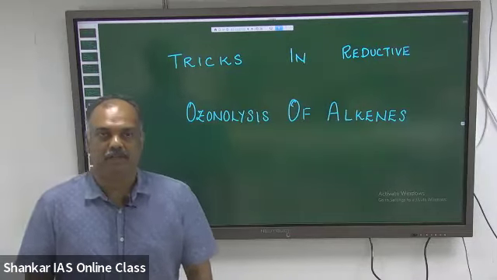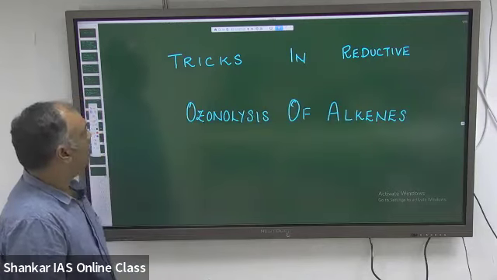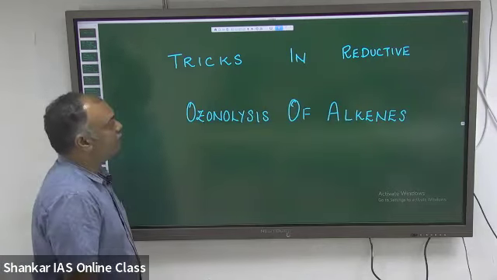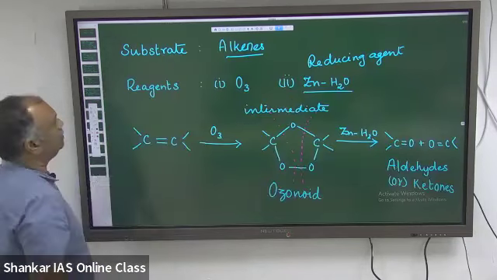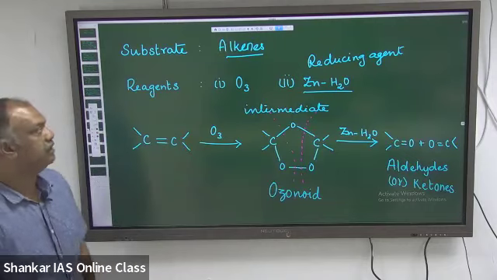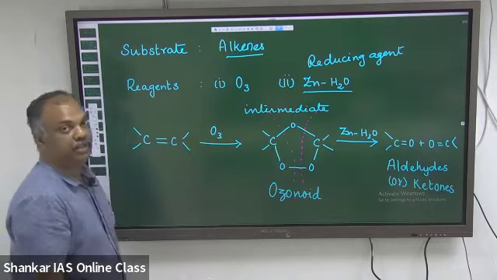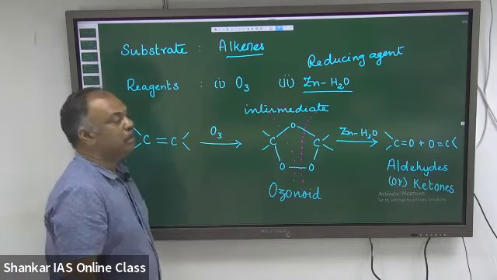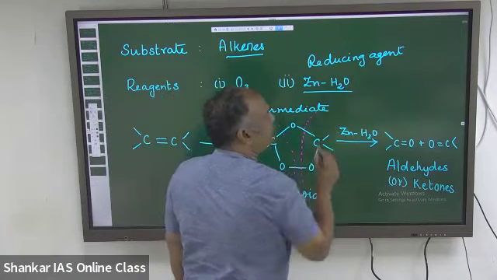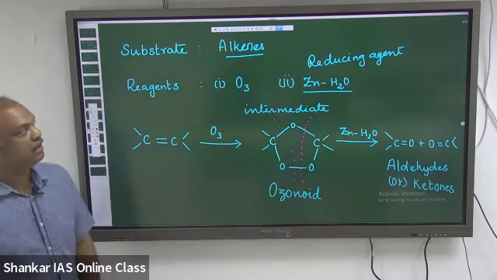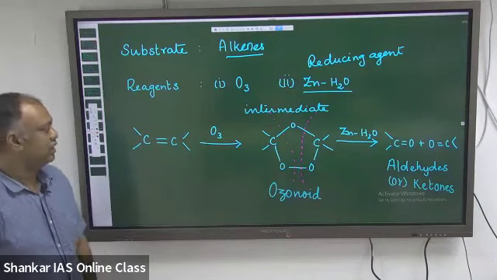Hello everyone. In this session of Meet the NEET, we'll be looking at tricks in reductive ozonolysis of alkenes. So what is reductive ozonolysis? The substrate used here is alkene and the reagent used here is ozone followed by a reducing agent. Zinc and water plays the role of a reducing agent. That is why this reaction is called reductive ozonolysis.